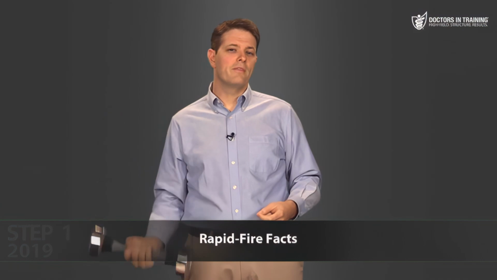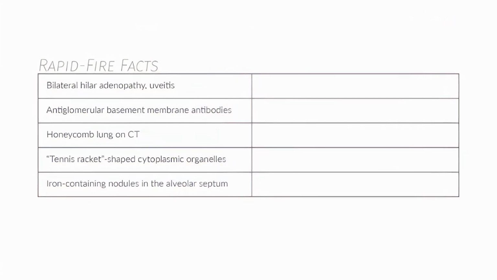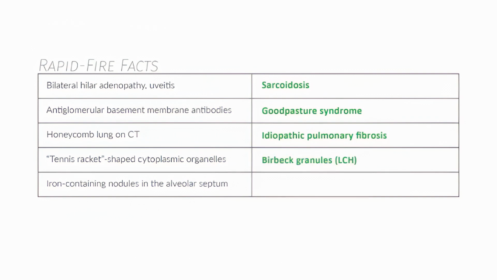Now let's go through the rapid-fire facts. Bilateral hilar adenopathy and uveitis should make you think about sarcoidosis. Anti-glomerular basement membrane antibodies are seen in Goodpasture syndrome. Honeycomb lung on CT is seen with idiopathic pulmonary fibrosis. Tennis racket-shaped cytoplasmic organelles are the Birbeck granules of Langerhans cell histiocytosis. And iron-containing nodules in the alveolar septum are those ferruginous bodies, which suggest asbestosis.